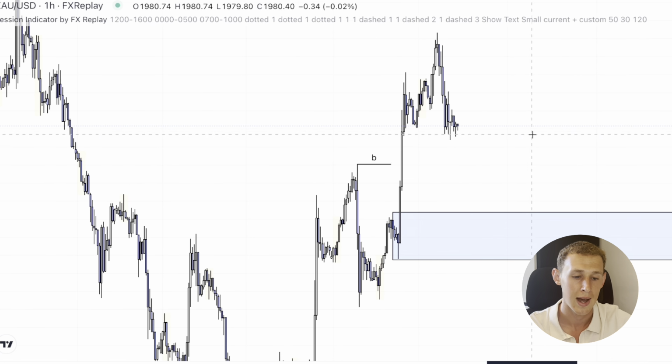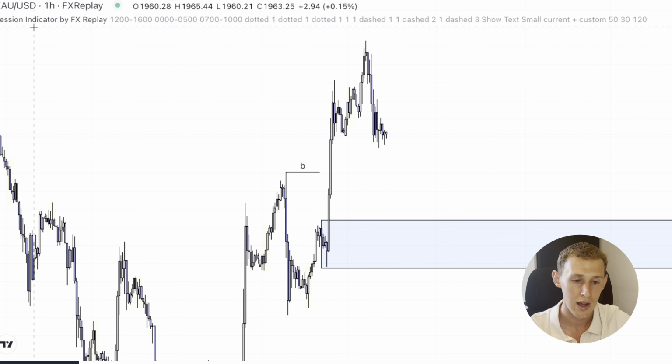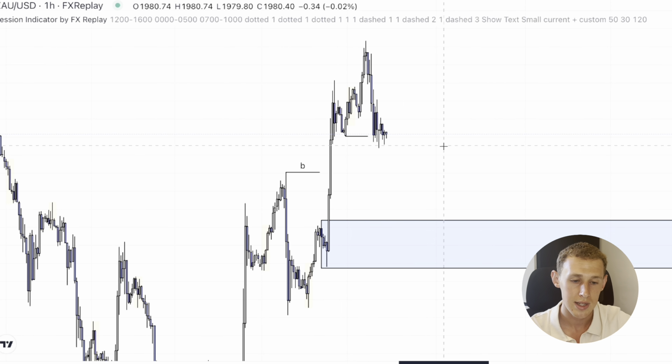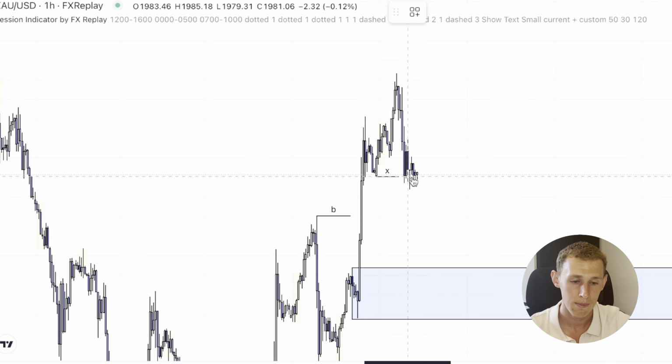Now, you can also see in the trading plan, we have a fourth criteria for these levels to be valid, which is that there must be an area of liquidity above the demand or below the supply. Because we're looking at buys in this case, what we want to see is some previous liquidity created above the demand. In this case, you can see this area, which was very clearly an area where people were previously buying from.